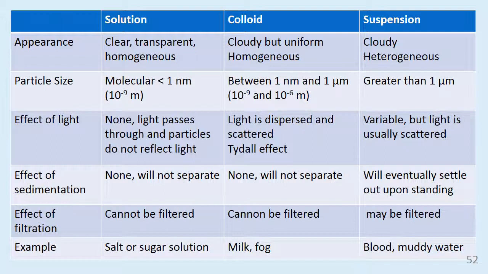If you shine light through a solution, the particles are so small that they don't reflect light, and that's why it's clear and transparent. However, in a colloid the particles are big enough that they will scatter light. If light is shone into them, they will reflect the light back. This is sometimes called the Tyndall effect. That's why colloids are cloudy, a little bit foggy. A suspension is variable, but light is usually scattered because the particles are so big they scatter the light. So that's why they look very cloudy.